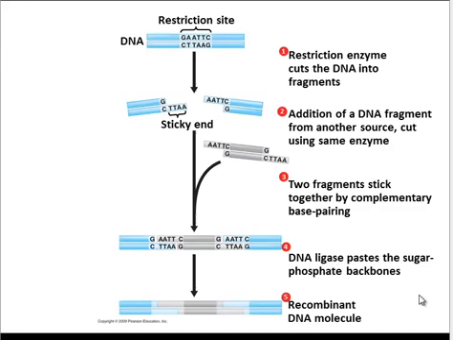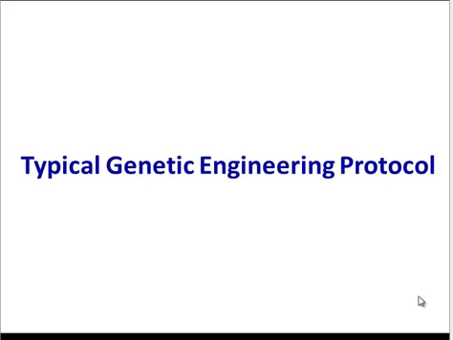So this is how we would put two different genes together. But at this point, pretty useless. All we have is a recombinant DNA molecule. In order for that to actually build a protein that makes a trait, we need to put this DNA into an organism. So now let's take a look at the whole genetic engineering protocol.